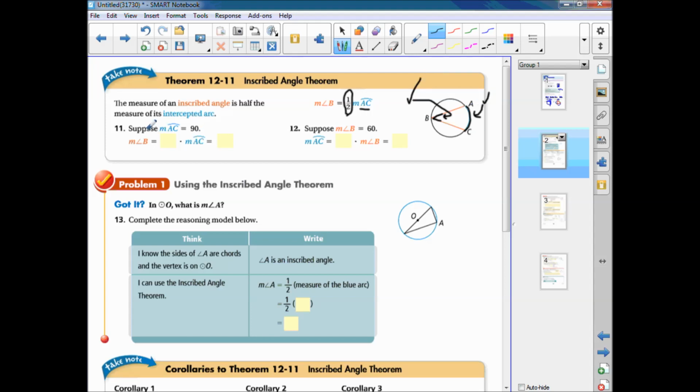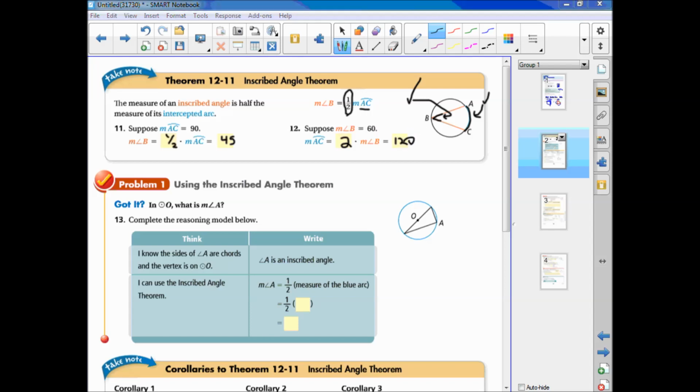So in our problem here, suppose the measure of arc AC is 90. Then we know the measure of angle B is going to be 1/2 times the measure of the arc, and 1/2 of 90 will give us 45. And suppose the measure of angle B was 60. Then the arc is going to be equal to twice the measure of angle B. So 2 times 60 will give us 120.